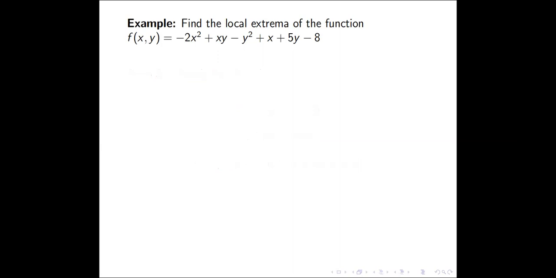Okay, then let's consider the two variable function f(x, y) = -2x² + xy - y² + x + 5y - 8. Now we're going to find the local extrema. Step 1 again, find the critical points.